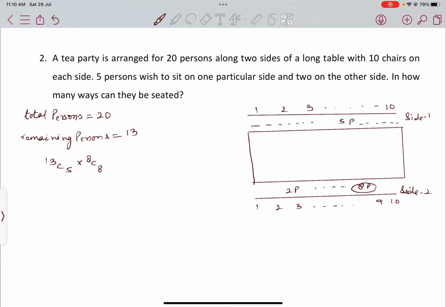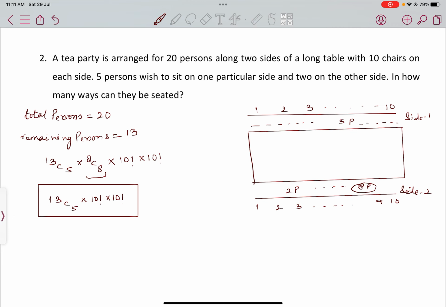Okay, now 10 persons are on one side and 10 persons are on the second side, but it is not given that all will sit together or differently, so they can sit anywhere. The 10 persons on side 1 can sit in 10 factorial ways, and the 10 persons on side 2 can sit in 10 factorial ways. So the total sitting arrangement can be made this way. This is the proper solution.